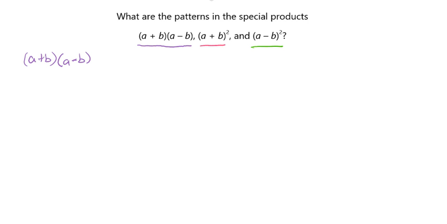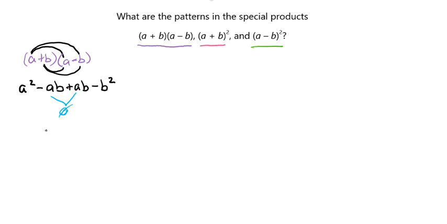So if we take this and we FOIL this, or distribute it, we have a times a, so that would be a squared, and then a times negative b is a negative ab. B times a will give us a positive ab, and b times negative b will be a negative b squared. When we then combine our like terms, these will actually end up canceling each other out, so these will go away. They won't exist anymore. And so we're left with simply a squared minus b squared.